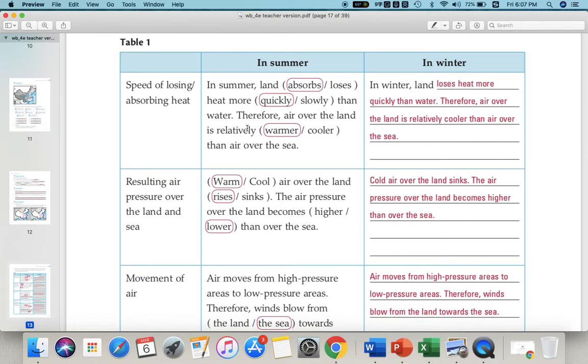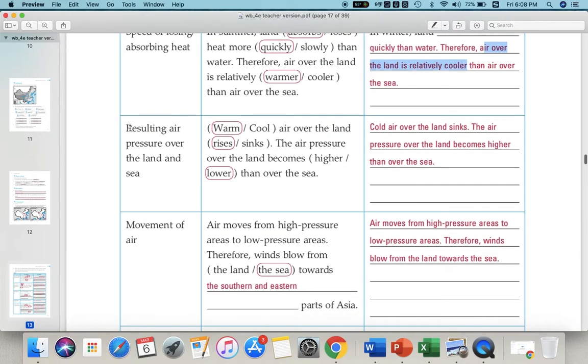So first of all, this one, not very big questions. We're talking about the speed of losing or absorbing heat. In summer, the land absorbs heat quicker than the water. Therefore, the air over the land is relatively warmer. On the opposite side, in winter, because it loses heat quicker, the air over the land is cooler than the air over the sea.